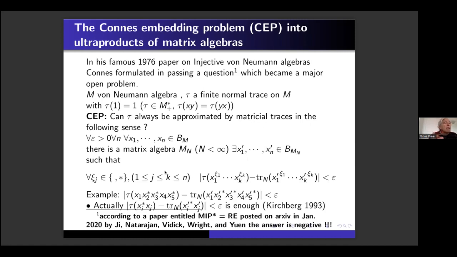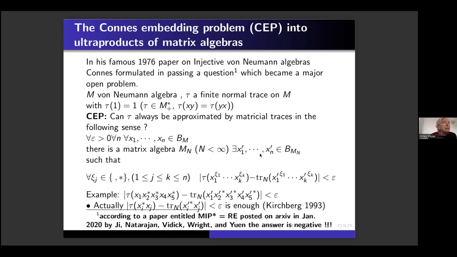And so then the question is, in what sense do I say that the trace is approximated? It is approximated in the following sense, the sense that corresponds to Connes' question. Let's first say this, without anything more, as in 1976: you should have the following approximation for any epsilon, for any n, and for any n-tuple in the unit ball of M.